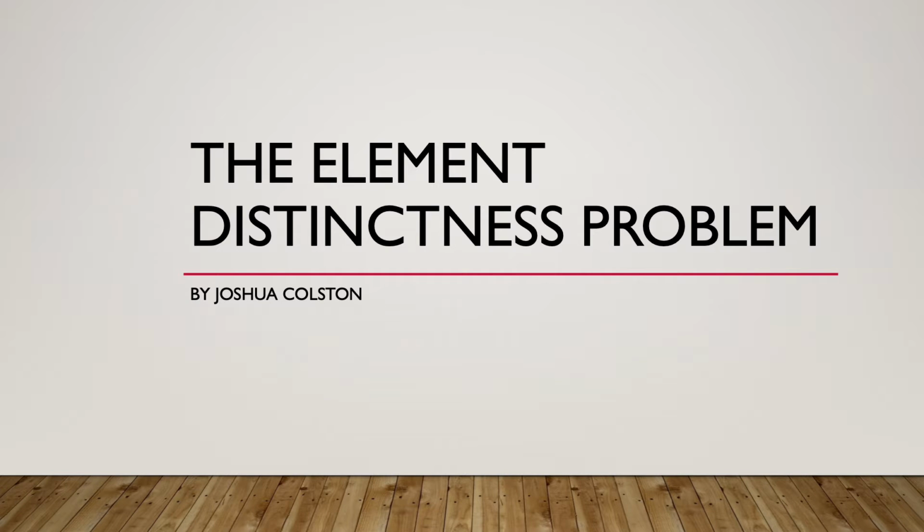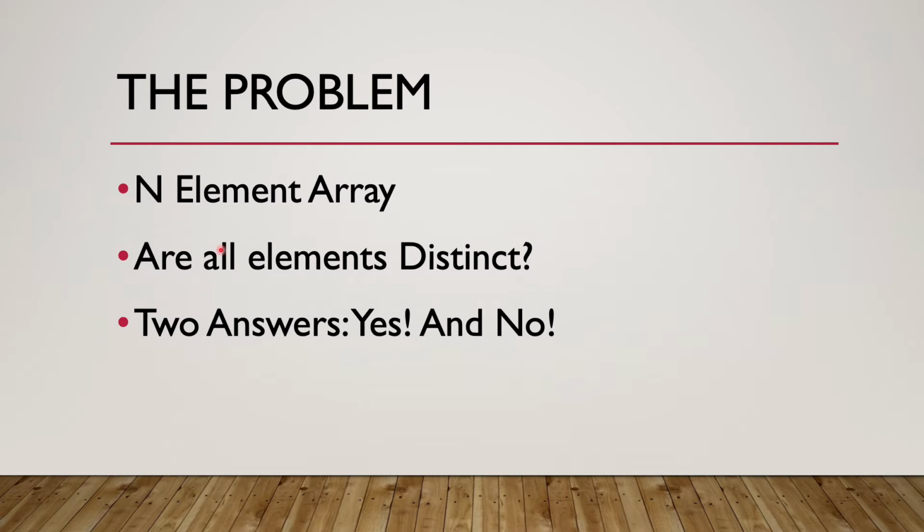This is for COT 5405, Fall 2021, and today we're discussing the element distinctness problem. So the problem: given an array with n elements with any arbitrary number, are all elements in the array distinct? This is simply a yes or no answer. Yes being all elements are distinct, and no being there exists at least one pair of elements that are not distinct.